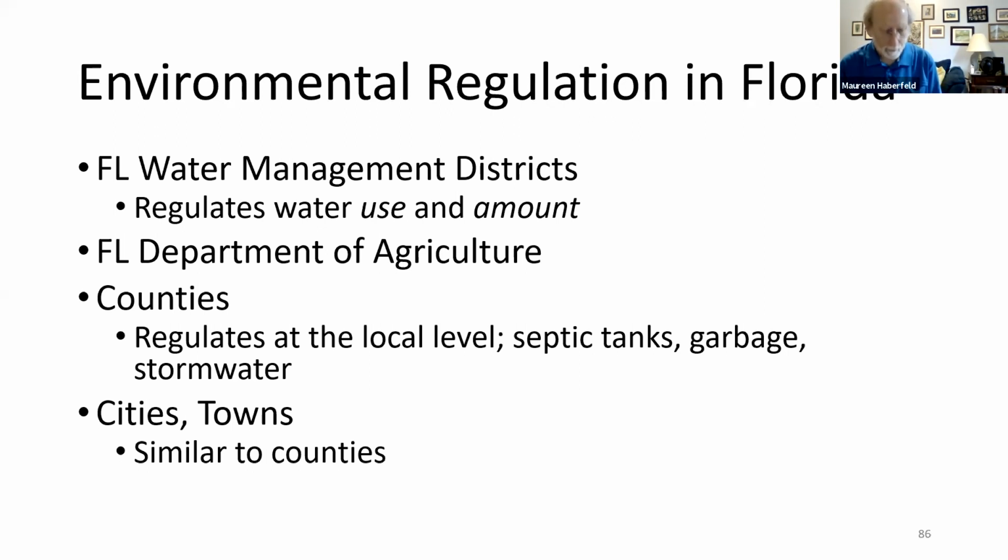The counties regulate at the local level. And that might often include septic tanks, garbage, stormwater. It's typically what they regulate. Cities and towns also regulate some of those things and some other things. There's crossover. Don't know if there's really duplication, but there's a lot of crossover between what Tallahassee regulates and what the county regulates.